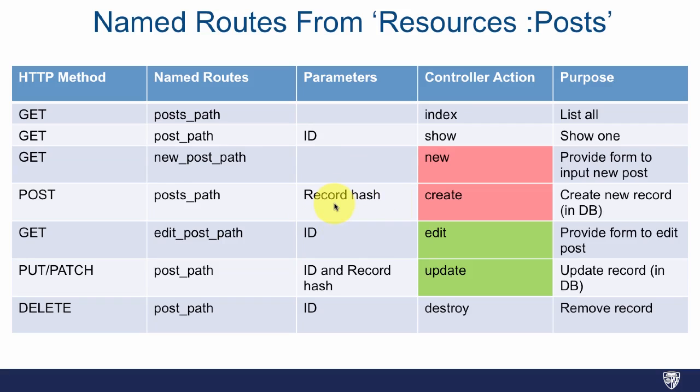So maybe last name of its value, first name of its value, and so on, for a person, and for cars it could be something else, obviously. So that's the new and create.